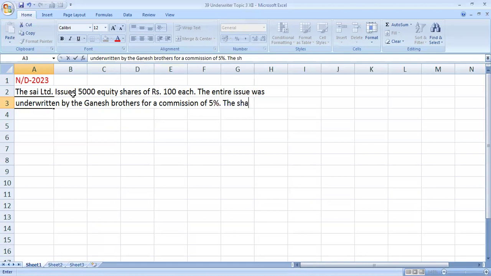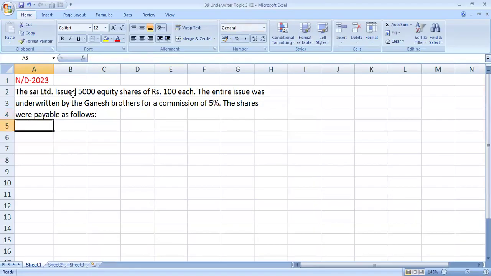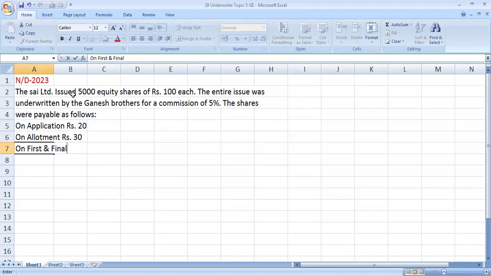The shares were payable as follows. On application, ₹20. On allotment, ₹30. On first and final call, ₹50.